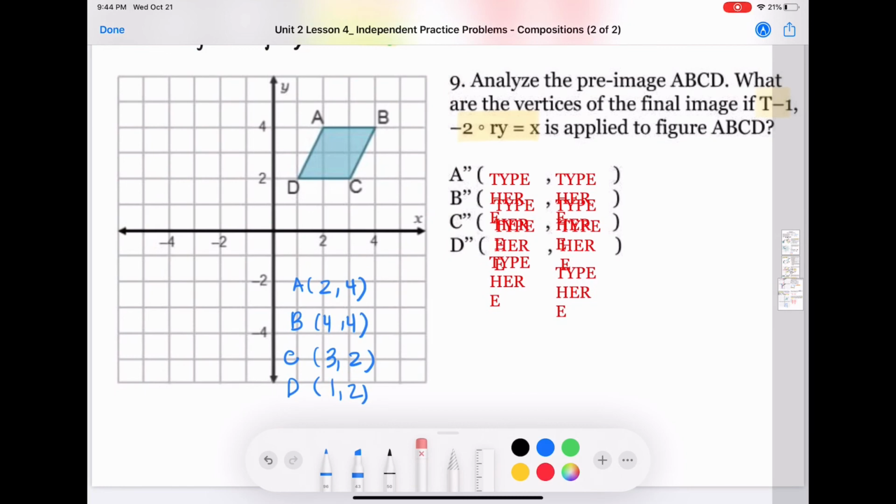Once we have those original coordinates, we want to identify what our first transformation will be. Remember, we'll read this from right to left. So the first one will be the reflection over y equals x, which tells us to switch the x and y coordinates. So what we want to do is switch the x and y coordinates of each of these.